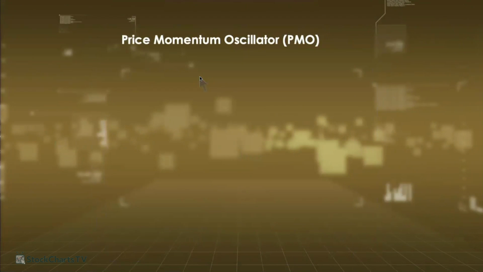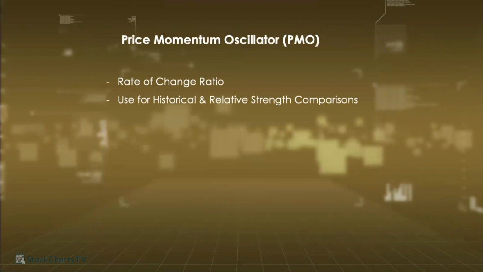All right, the price momentum oscillator, save the best for last. It is a decision point indicator that Erin Swenlin developed. I helped him a little bit with the algebra, but it was really his brainchild. It is a rate of change ratio, and you can use it for historical and relative strength comparisons.